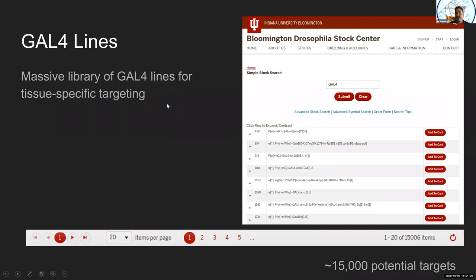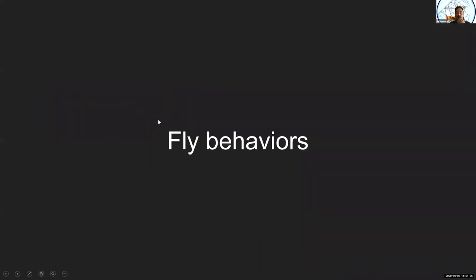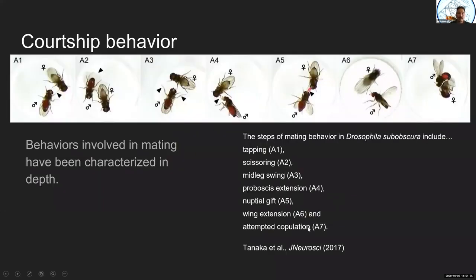and seeing some beautiful behaviors. And since there's so much to investigate, it's likely that there's a lot that still needs to be learned. So let me show you some of the beautiful fly behaviors that people have been going after. And this is a very small subset of what people have done.